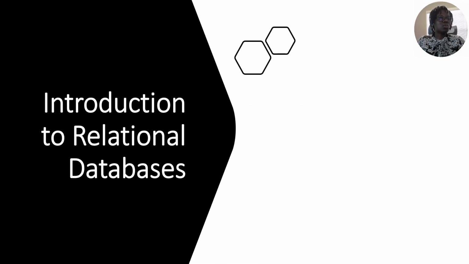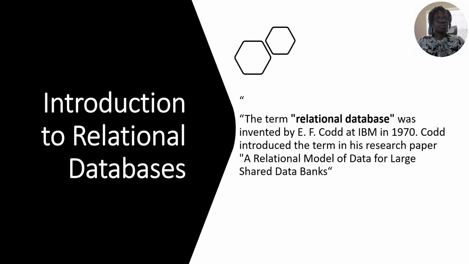Now that we know what data modeling is and why it is important, let's quickly look at what relational databases are. First of all, data simply means information. And a database organizes a collection of structured data to make it easily accessible and manageable. Now, the term relational database was invented by E.F. Codd at IBM in 1970 in his research paper. The research paper was called A Relational Model of Data for Large Shared Data Banks.